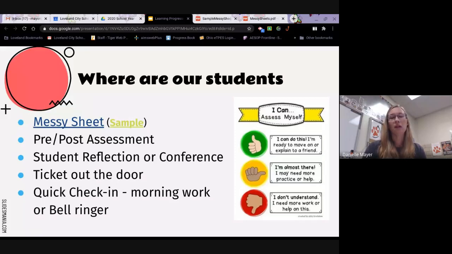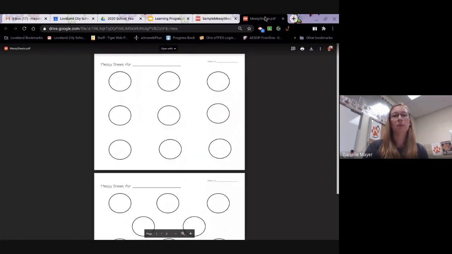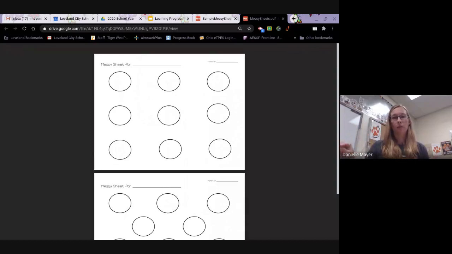One of the things that I really love for my particular area of work is something called a messy sheet. And I've linked it in here, and I'm going to show it to you. A messy sheet, that's my sample one, is just a whole bunch of circles. So I made these 2 templates. They're linked in. You can use them. And in the circles, you put the skill you're looking for, right? So we take our learning progression and we break it down into these skills, and I maybe put them in circles.